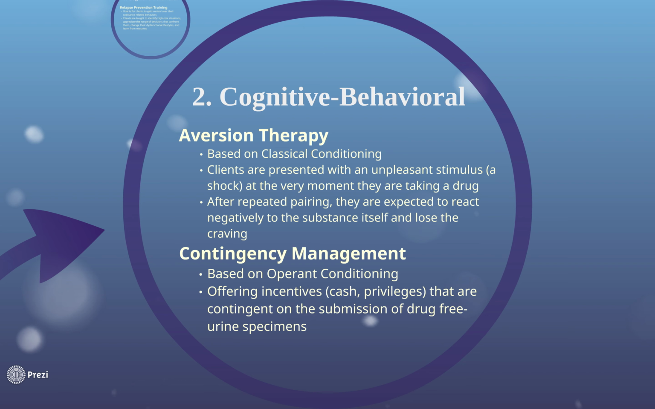Next is contingency management. This one is based off of operant conditioning. Patients are offered incentives like cash or privileges that are contingent with the submission of drug-free urine specimens. Both of these are only really effective when the patient is motivated. They must be willing to undergo repeated trials with the unpleasant stimulus in aversion therapy, and with contingency management, they must have motivation to repeatedly come back and give urine specimens.